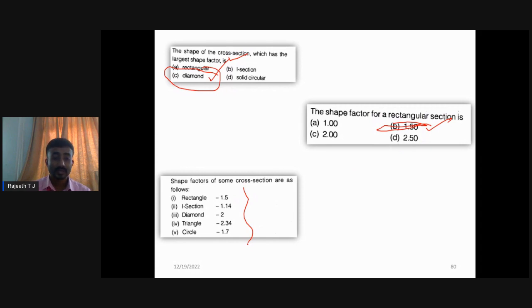If you see here, the triangle has the highest shape factor when compared to diamond. To remember: the highest is for triangle, the second for diamond, the third for circle, the fourth for rectangle, and the last for I section. If the shape factor of the geometrical section is more, the more will be the strength of the material, so it will take more load. If you go for a triangular shape, you end up with more design strength of the element. But because of some practical problems, we go with the rectangular shape.